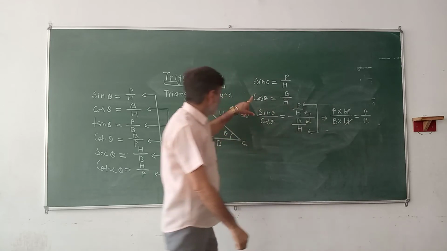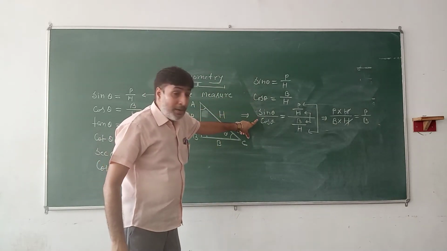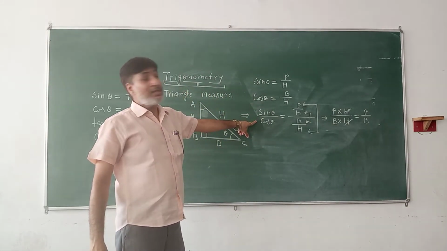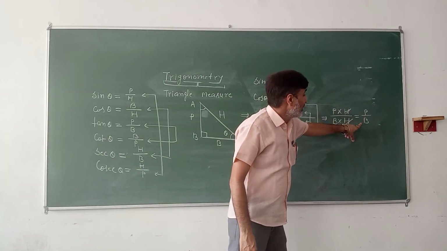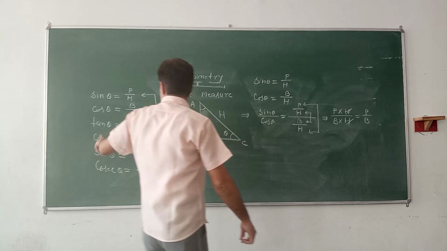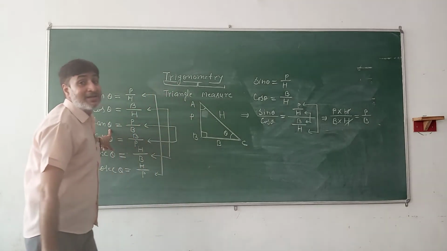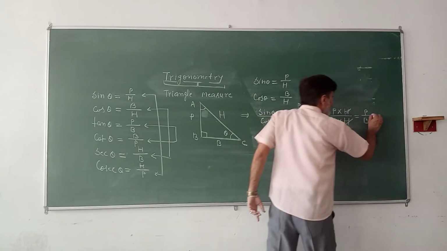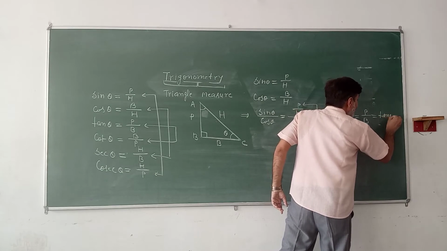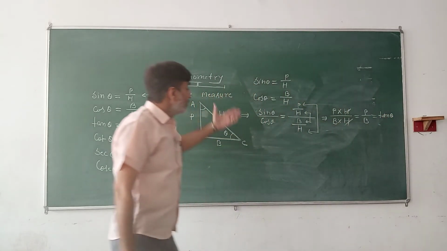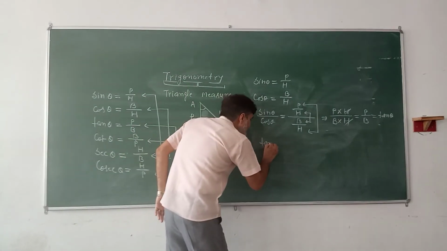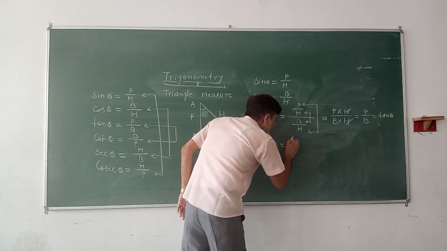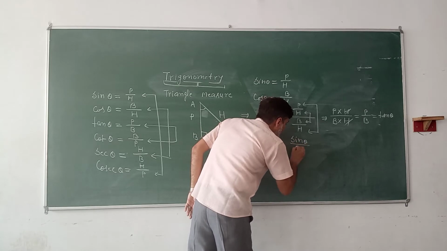It means sin theta upon cos theta becomes equal to the ratio of the length of perpendicular to the length of base, and that is our third trigonometrical ratio, tan theta. So there is another relation between sin, cos and tan. Tan theta is always equal to sin theta upon cos theta.